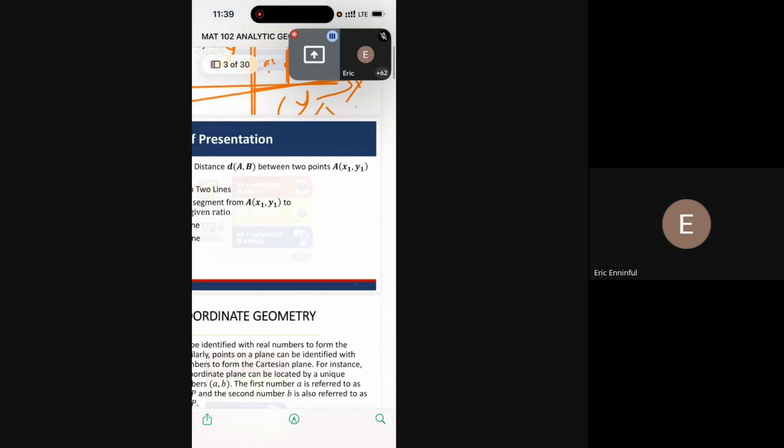So the outline of the presentation will look at the formula for distance between 2 points. So when you have 2 points, point A and then point B, how do we find the distance?